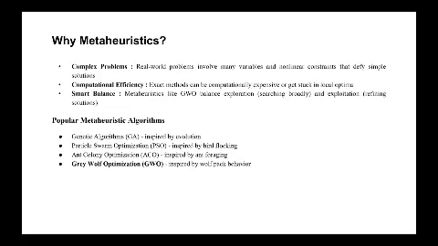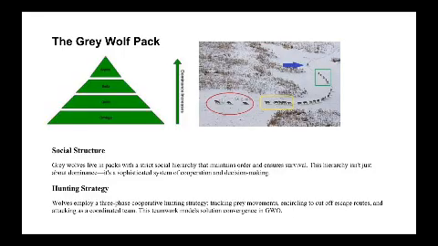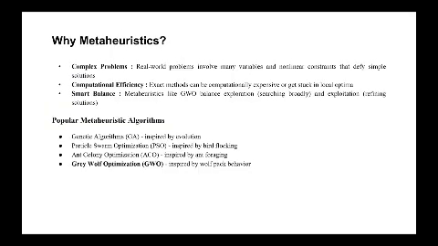We use meta-heuristics because real-world problems often include many variables and are non-linear. The exact methods are computationally expensive and get stuck in local optima. Meta-heuristics like Greywolf optimization balance exploration and exploitation. Some of the popular meta-heuristics algorithms include genetic algorithms, particle swarm optimization, ant colony optimization, and Greywolf optimization. So let's start with Greywolf optimization.